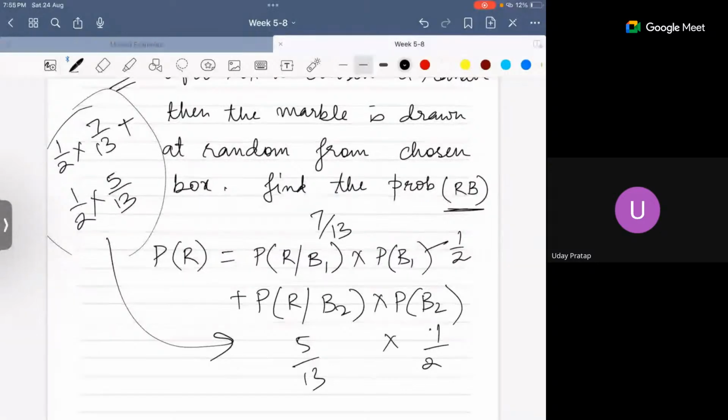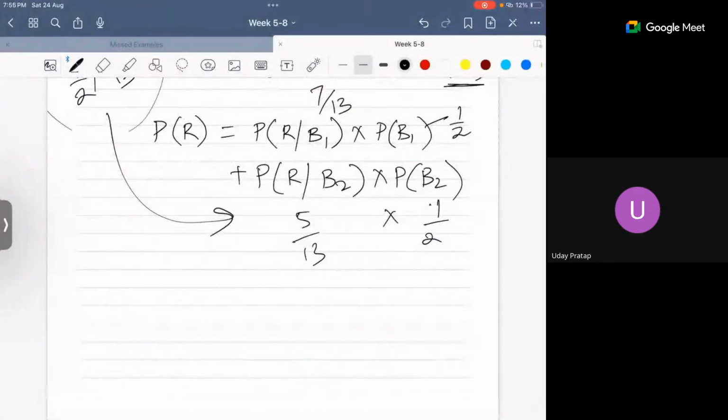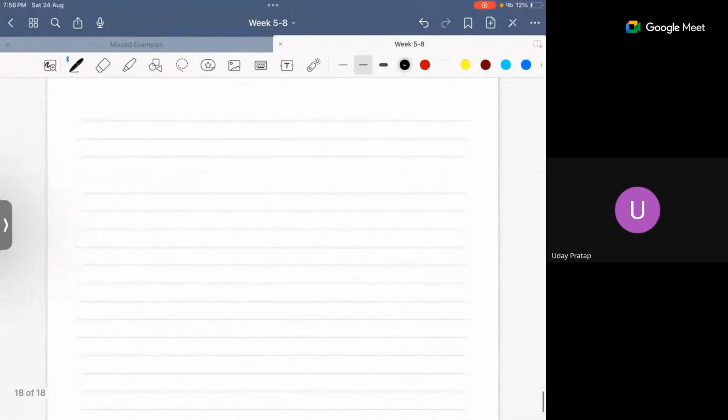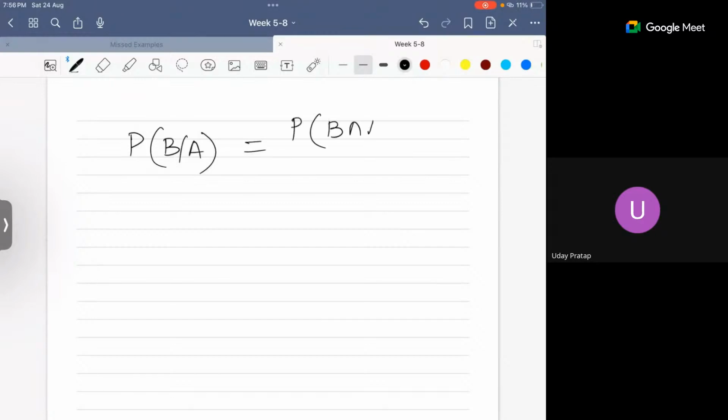So the last concept is what? The Bayes theorem. So Bayes theorem is the same concept. Whatever total probability we have calculated, we will put in the conditional probability formula. So conditional probability was what? The conditional probability was, see, B given A. If you have to calculate it, you calculate it by which method? Probability of B intersection A by probability of A.